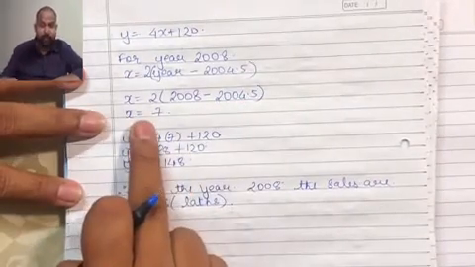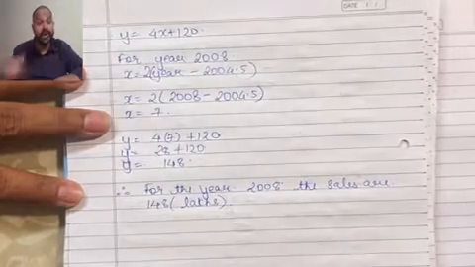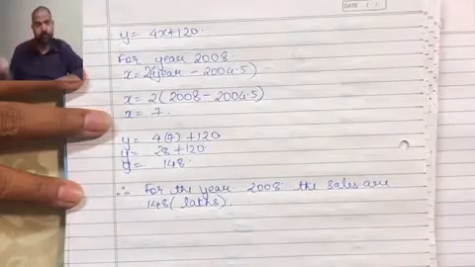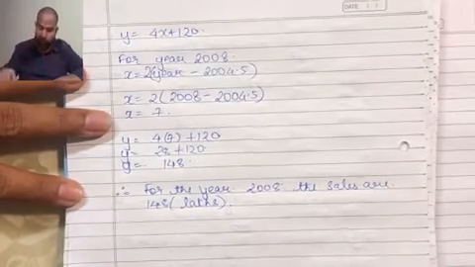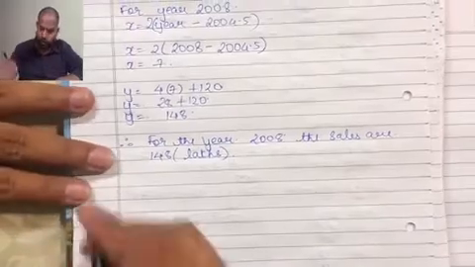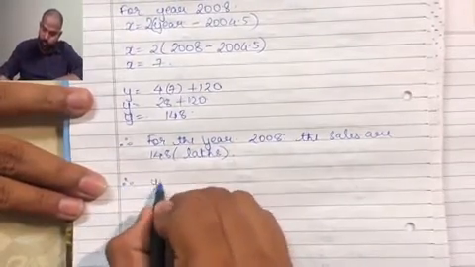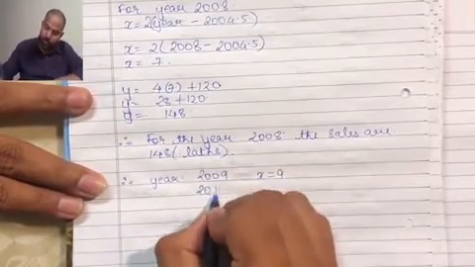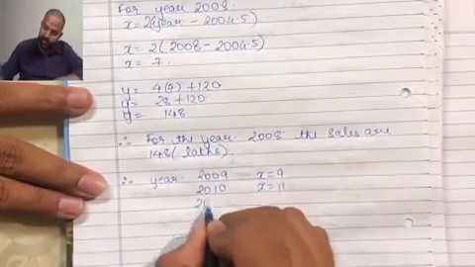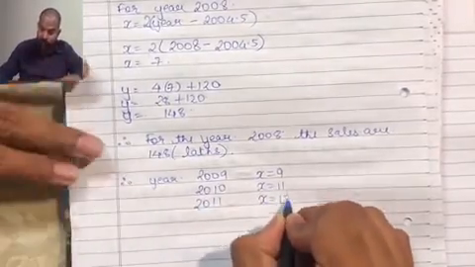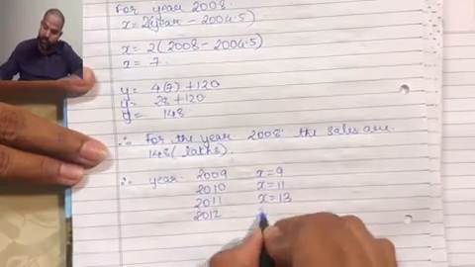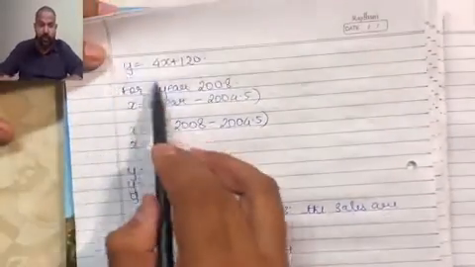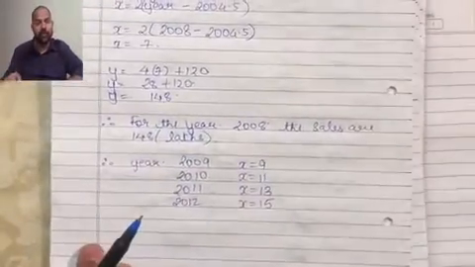So X will become 9. 2010, X will become 11. 2012, X will become... 2 increment. So what I'm going to do is, you have to write it completely. I'm not going to write it. So therefore, for the year 2009, X will become 9. 2010, X will become 11. And 2011, X will increment by 2, 13. And 2012, X will become 15. You substitute these into your equation and you will get the values for Y.